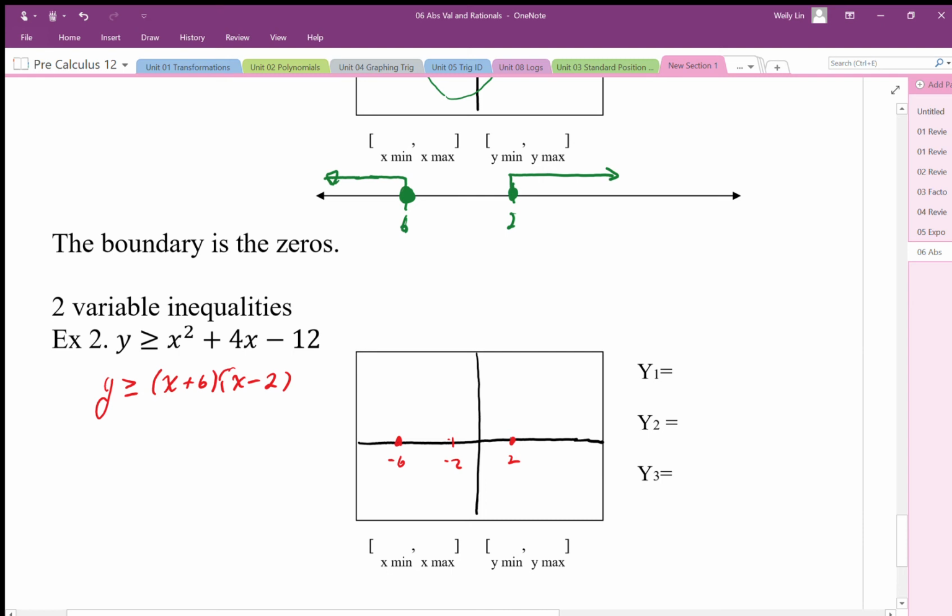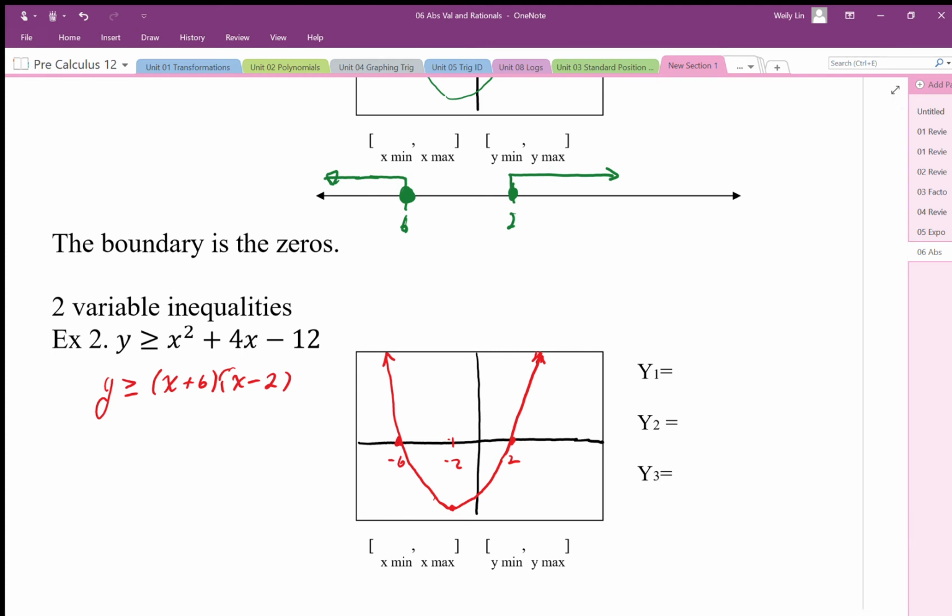I plug -2 in. I'm going to end up with -8, -20, plus, so it's going to be -16. So let's just say -16 is down here. So there's my parabola. And the solution boundary actually now is the graph. Okay, it's that actual line.